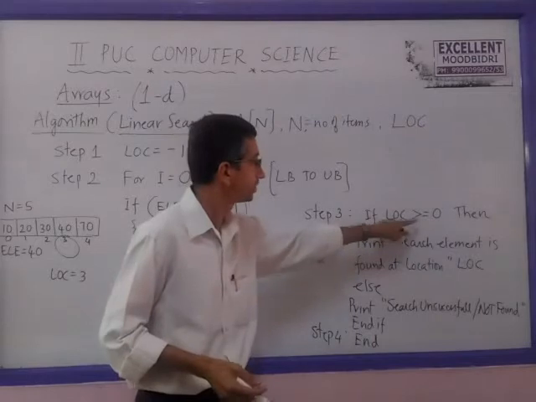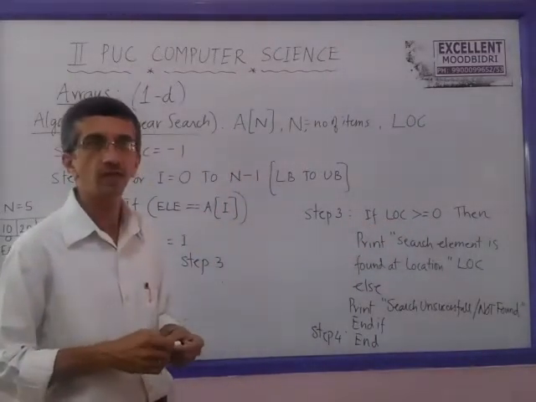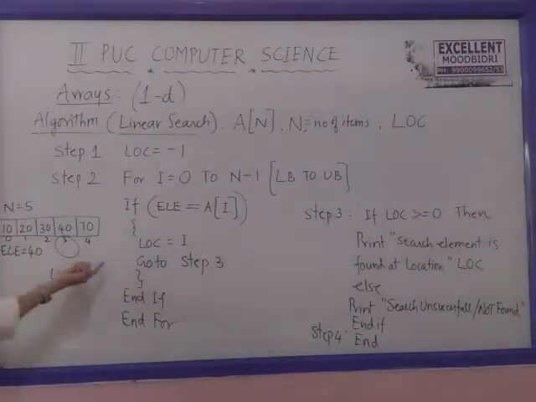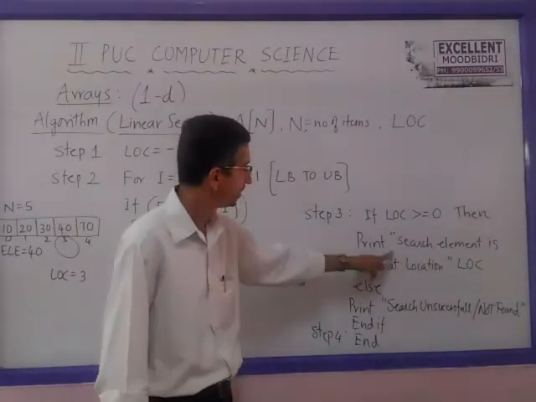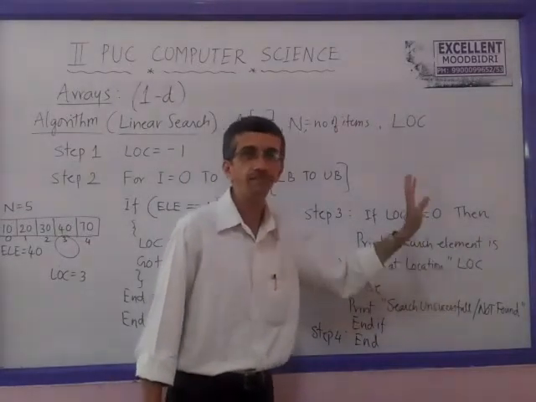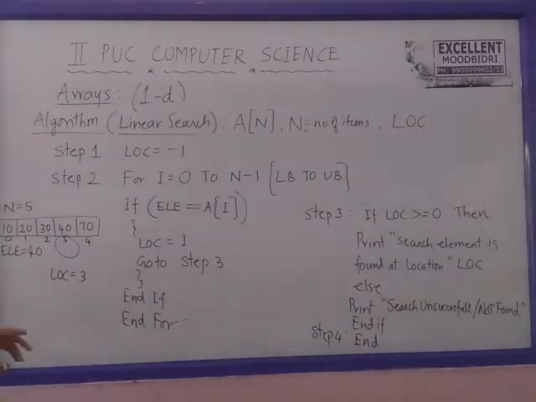Then if location is more than or equal to 0, compare the value of location. How much is location in this case? Location has become 3. The item is found at the index 3. Location is 3, more than or equal to 0, true. Then display this. Print search element is found at the location. How much? 3.